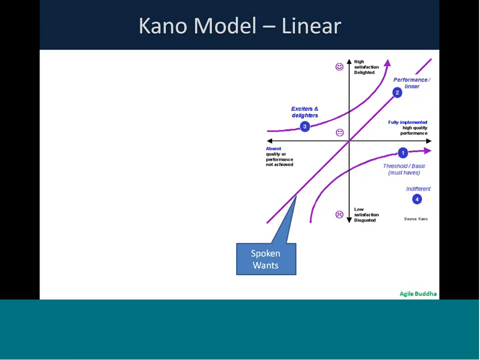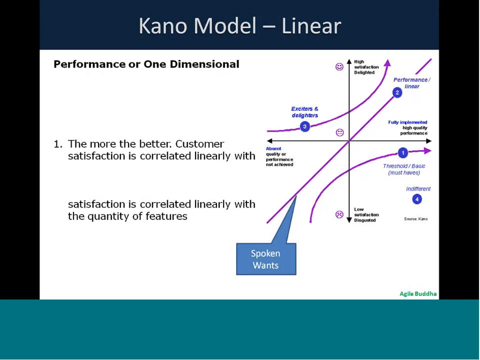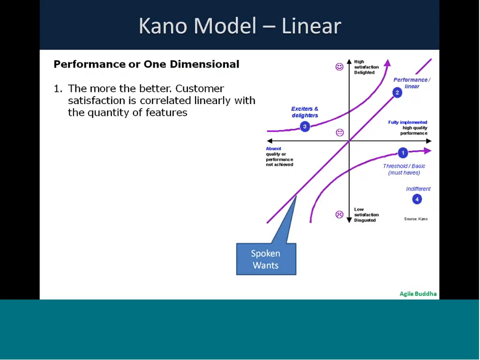Linear or performance features are also referred to as spoken ones. The customer does ask about these things. When you actually talk to him, he mentions these things. So linear features: the more such features within your product, the higher the satisfaction. Customer sat is quite linearly correlated with the amount of such performance features.